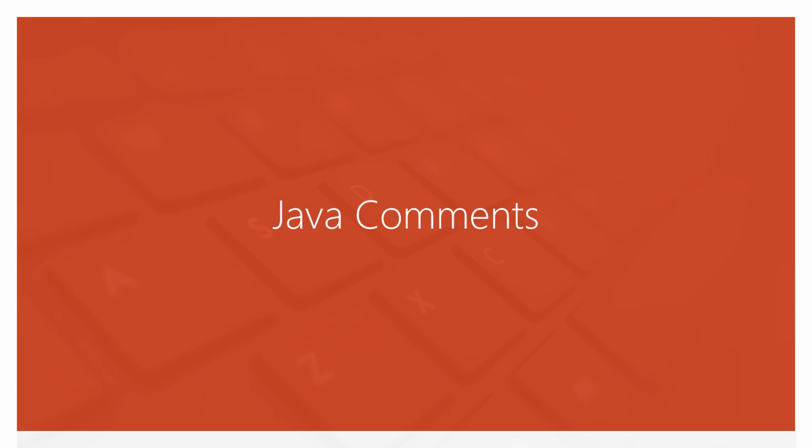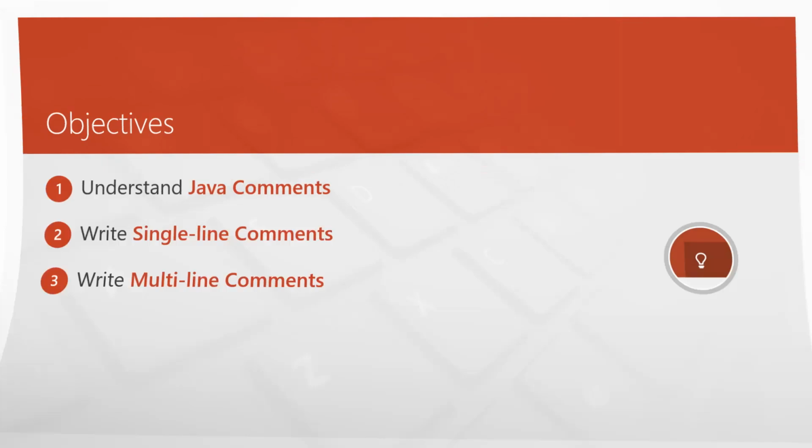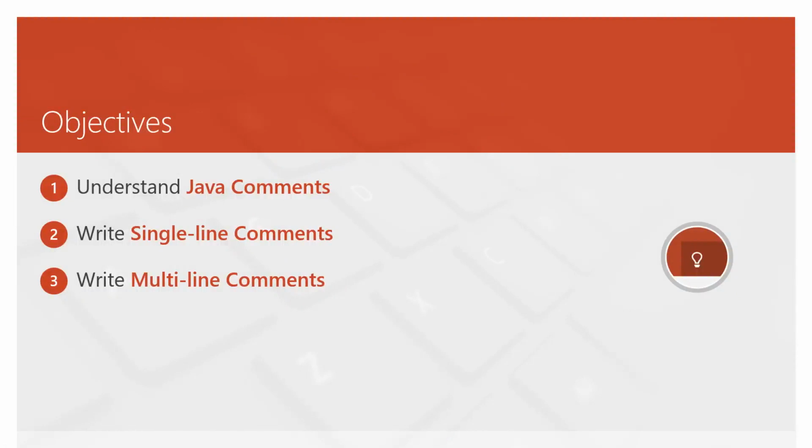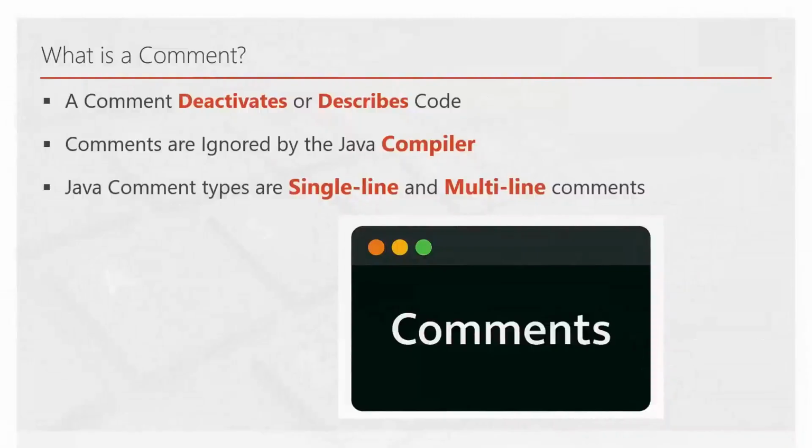Our next topic is Java comments. For our objectives, we will understand Java comments. Then we'll write single-line comments and write multi-line comments. A comment describes or deactivates code. Comments are ignored by the Java compiler, so they won't crash your program. And the Java comment types are single-line and multi-line comments.